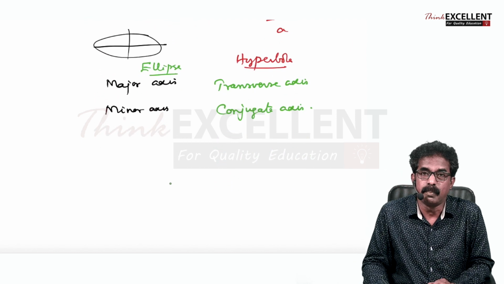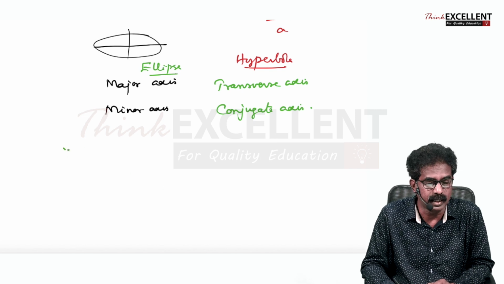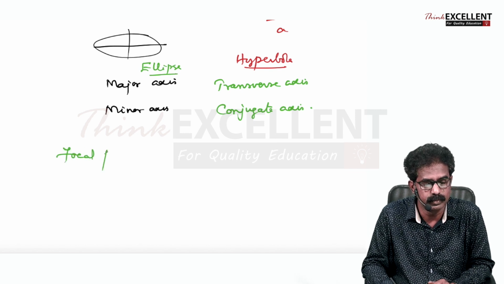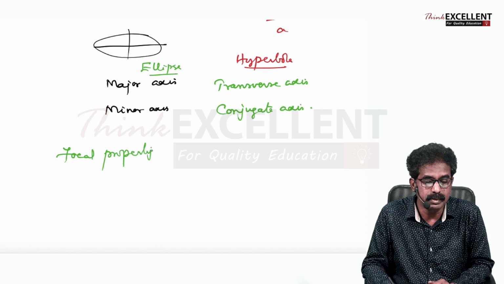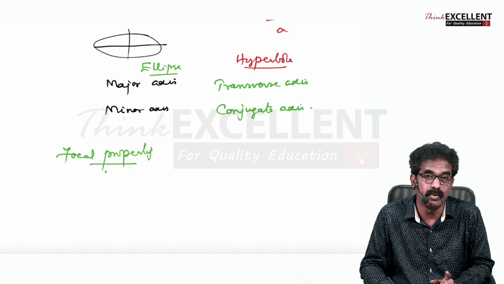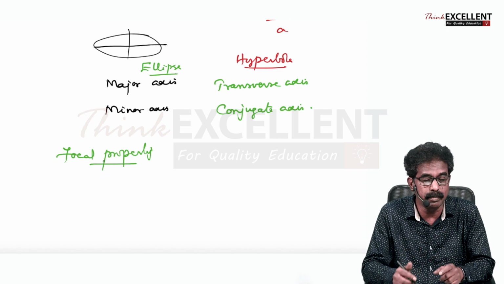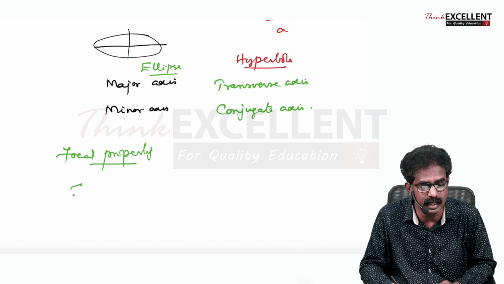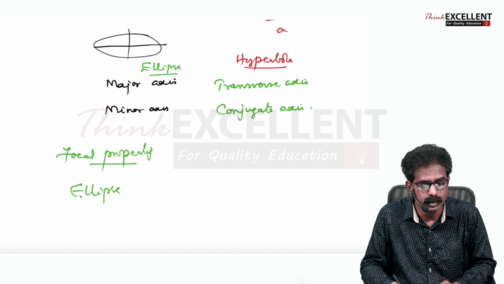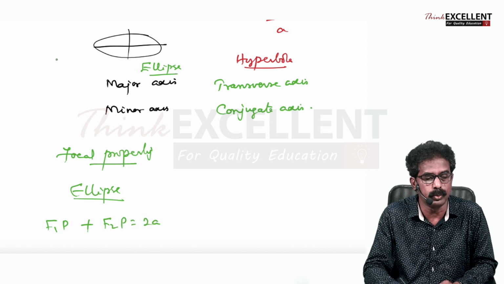So that's all the theory part. And the focal property, that also I'll give the proof. In ellipse, we studied the focal property: F1P plus F2P is equal to 2A. Sum of the focal distances in ellipse, F1P plus F2P, is equal to the length of the major axis 2A.